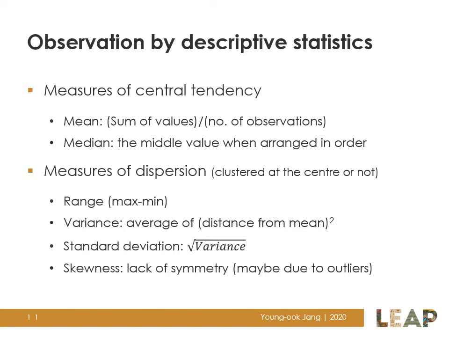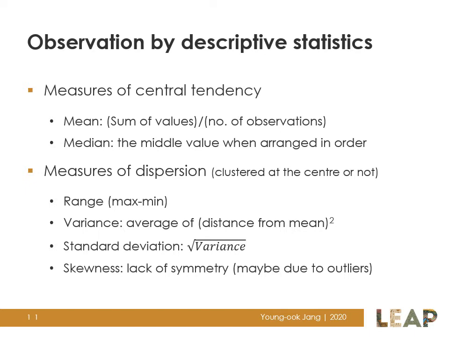All right, so to measure the central tendency, we usually use mean, the sum of values divided by the number of observations, right? That is easy, right? And median is the middle value when you arrange all the values of a single variable in order, right? So mean and median might be different if the variable has skewed distribution. I will talk about it later.